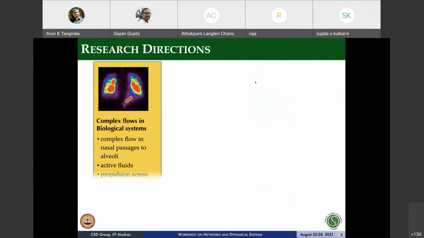So the other research direction, a big research direction, looks at complex flows in biological systems. We talked about biomimetics, but now we have come to biological systems itself, where, for example, we analyze complex flows in nasal passages, and in the current COVID situation, this is a very relevant problem to study. And then there is active research on active fluids. And we also study propulsion across different length scales. This is again only a representative list of research problems that we study under this banner.